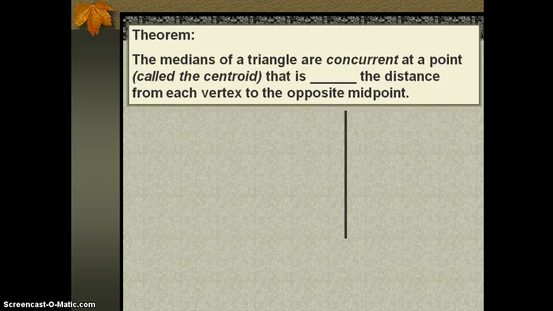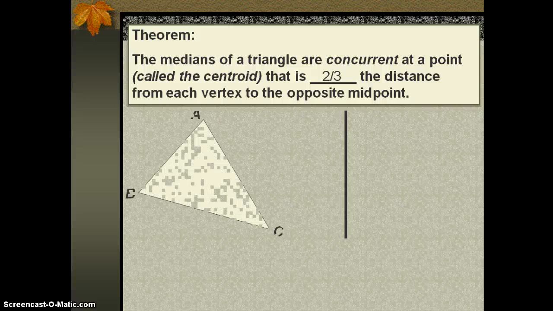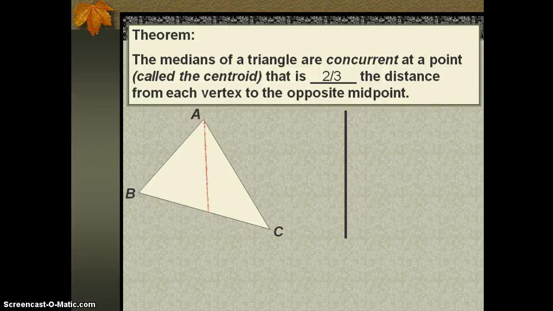Here is our first theorem. The medians of a triangle are concurrent at a point called the centroid. That is 2/3 the distance from each vertex to the opposite midpoint. So here is our triangle ABC. Let's go ahead and draw in all three of our medians.